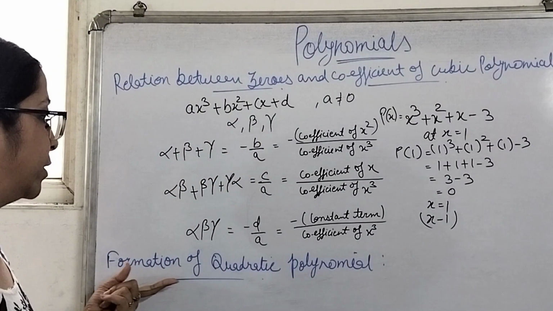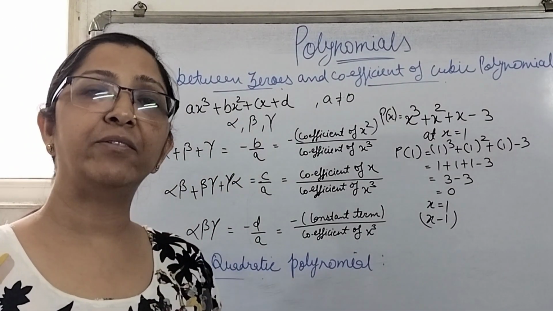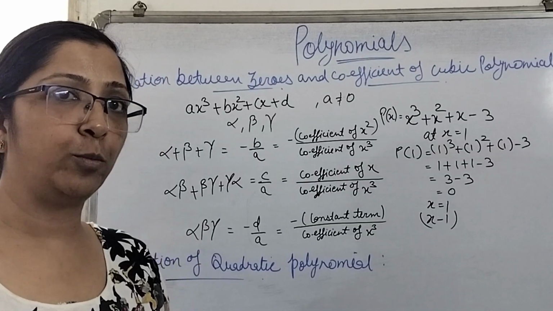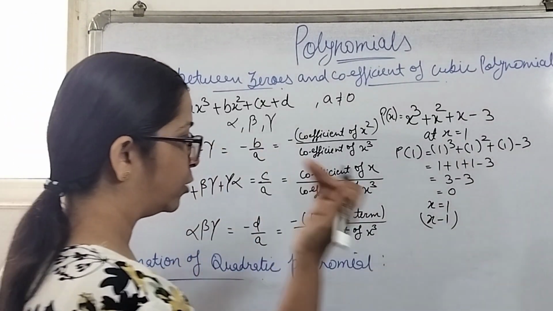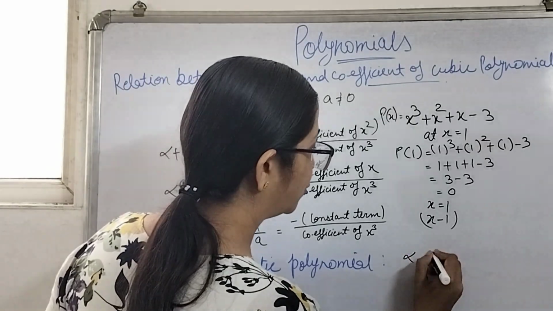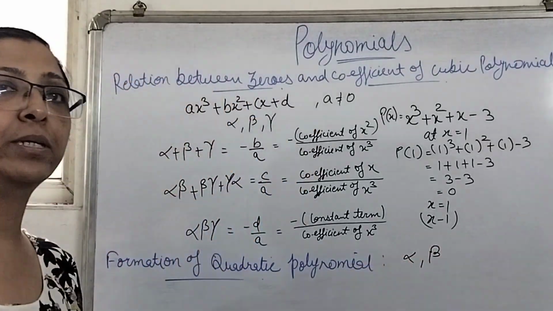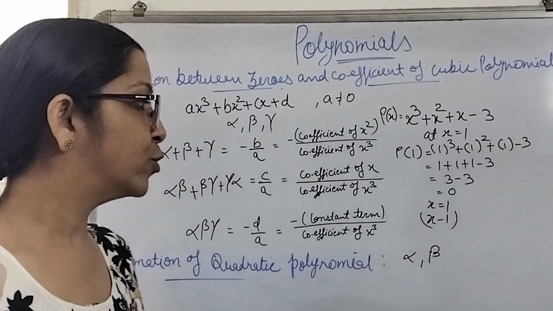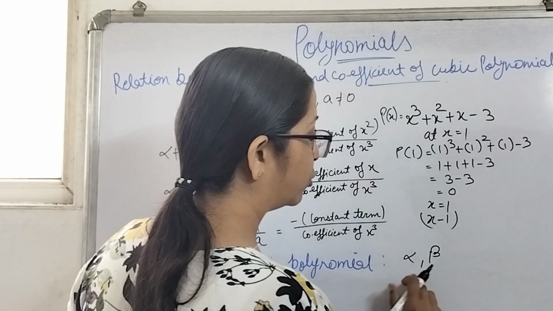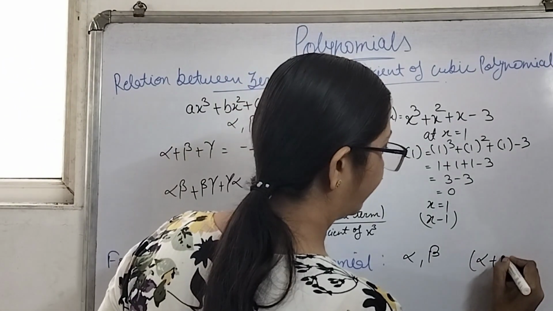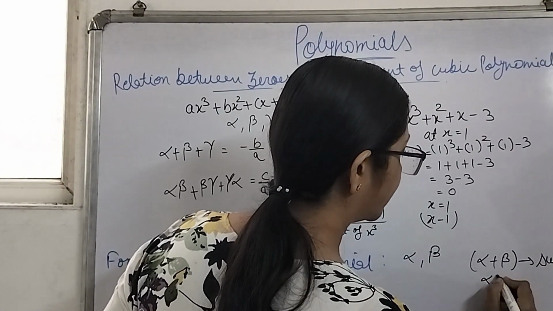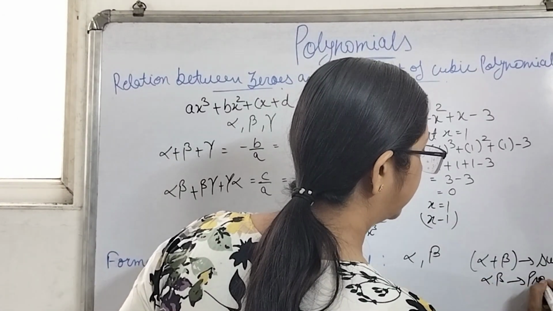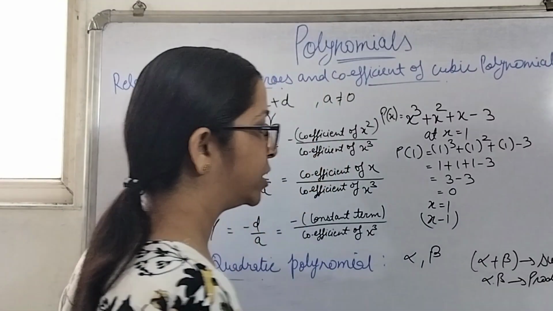Now if we have the zeros of a quadratic polynomial, how can we form the quadratic polynomial? Suppose, as we just discussed, that the two zeros of a quadratic polynomial are alpha and beta. So the sum of these zeros will be alpha plus beta. This is the sum of the zeros, and the product of the zeros will be alpha multiplied by beta. This will be the product of the zeros.